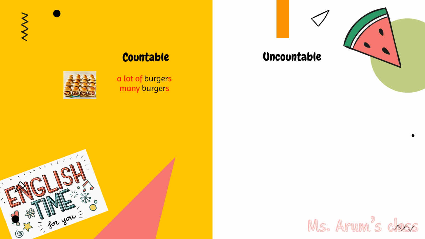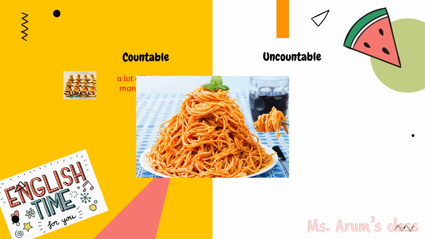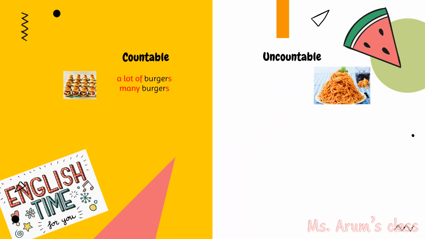Now, what about if you have one giant mountain of spaghetti, like this? What kind of quantifier you can use to describe the spaghetti? Very good, a lot of spaghetti. Is spaghetti countable? No, it's uncountable. So you cannot add an S after spaghetti. So now you know, grade 5, that the quantifier a lot of can be used for countable and uncountable nouns.